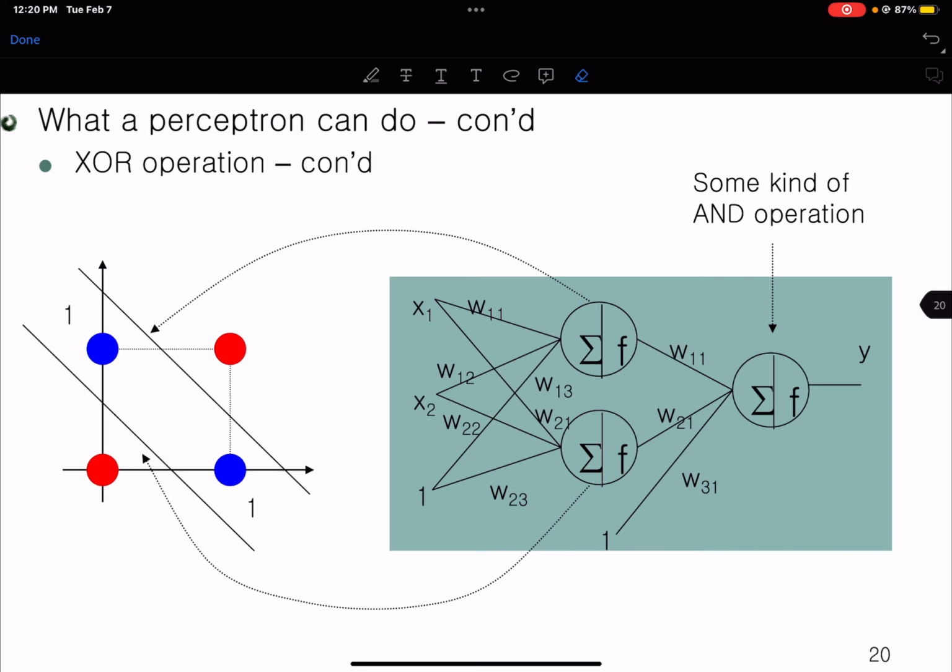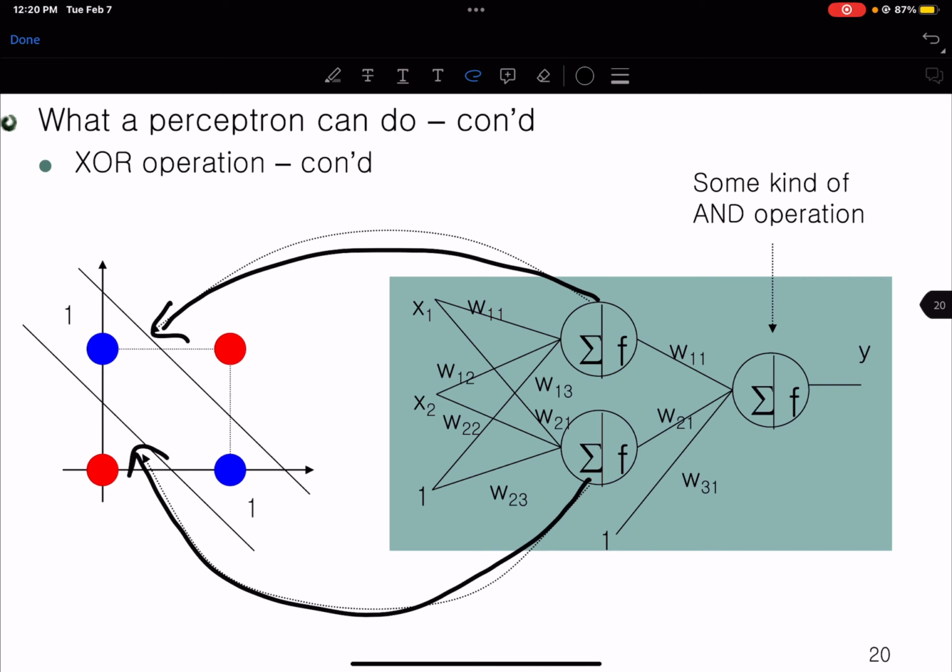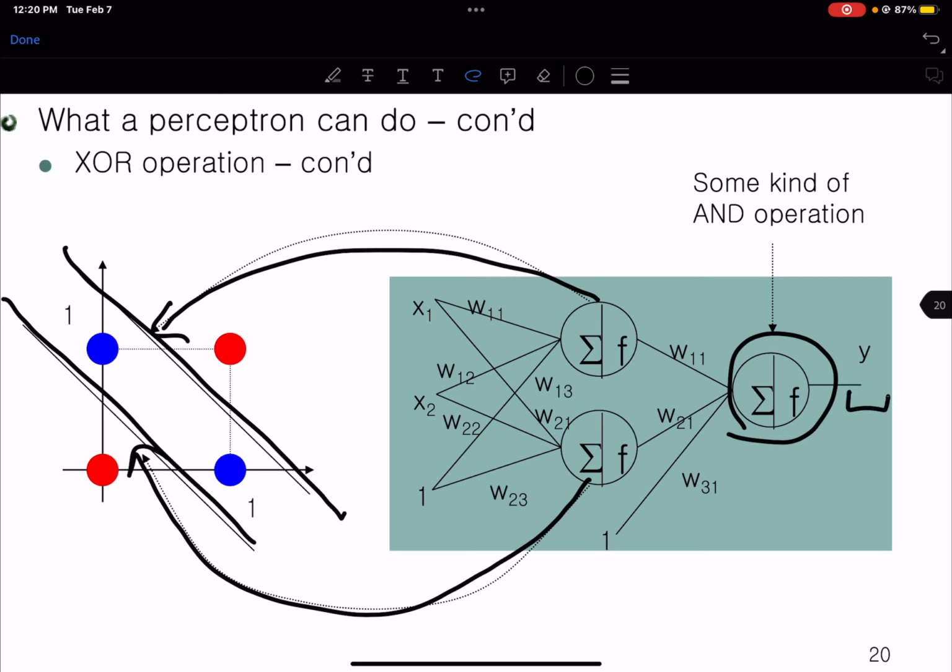One of them will define this boundary, the other neuron will define this boundary. So the combination of both of them will define some kind of AND operation, and the combination of them would give us the XOR result. So any input we give here as x1, x2, the result will be your XOR operation.